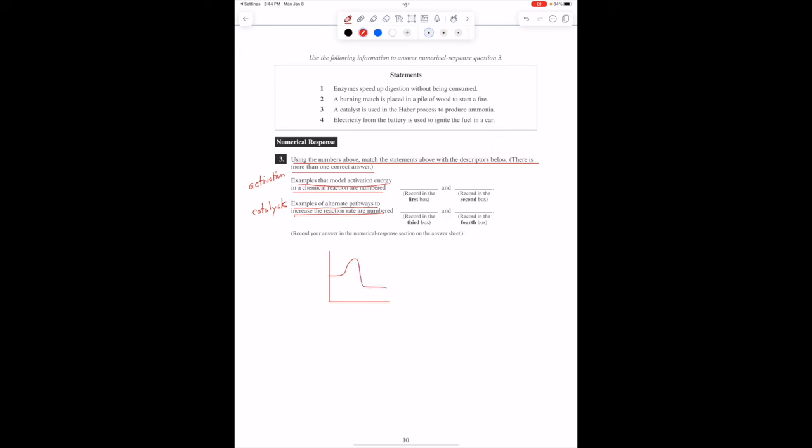Versus, right? And so this is my activation energy, and the dotted line is like my catalyzed reaction. Okay, so this one, enzymes speed up digestion without being consumed. Because we're speeding up, that is like the catalyst. The catalyst is giving an alternate pathway here. It's speeding up the reaction. So I'm going to put that one here.